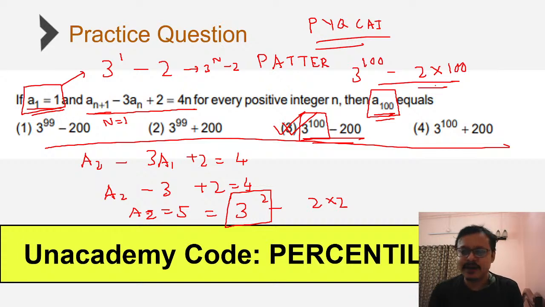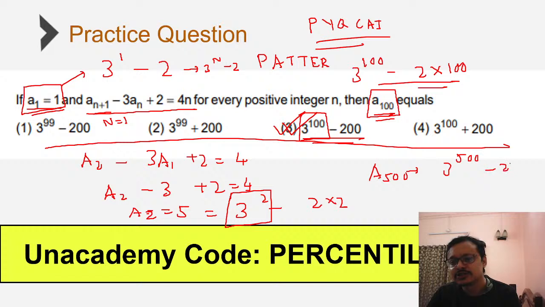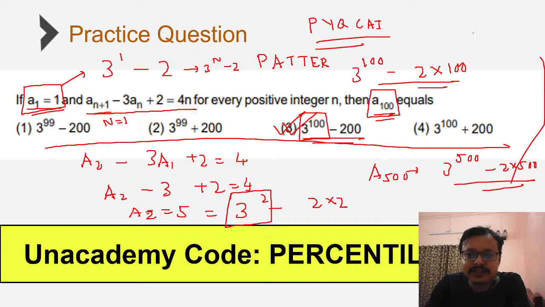Is it clear, the first one? How you can simply look at the pattern and get the answer for large values like A100. If the question had asked A500, I would have done the same thing: 3 to the power 500 minus 2 into 500. All you're doing is observing the pattern and marking the answer. I hope the first question is clear, everybody. You can actively comment in the chat window in case you have any doubts regarding any of the questions.